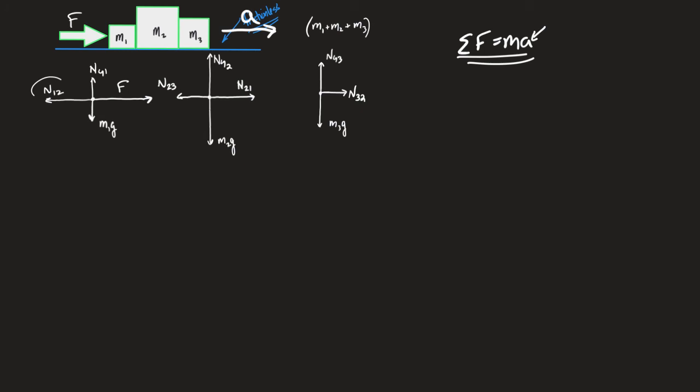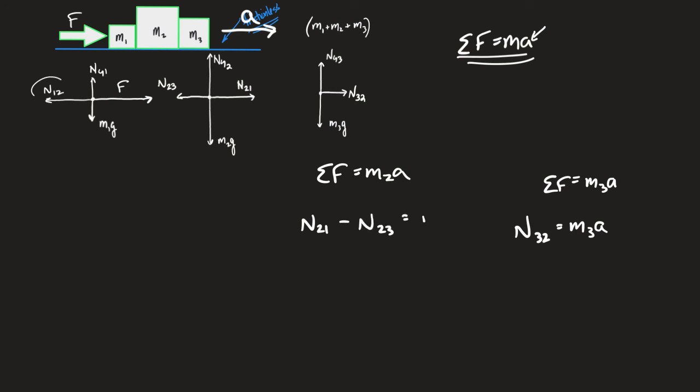So, I'm going to start by looking at the last box. Net force on M3, because there's only one: N32 equals M3A. We good? That's it. That's all there is to do. And that is the net force in the x direction. So now I'm going to go over to the next box, the middle one. Net force on that box equals M2A. There are 2 forces that act on this box: N21 minus N23 equals M2A.